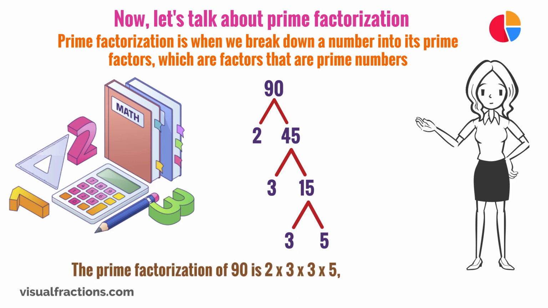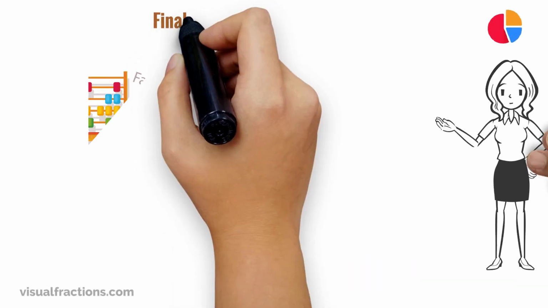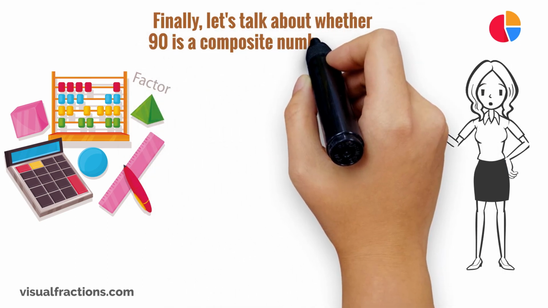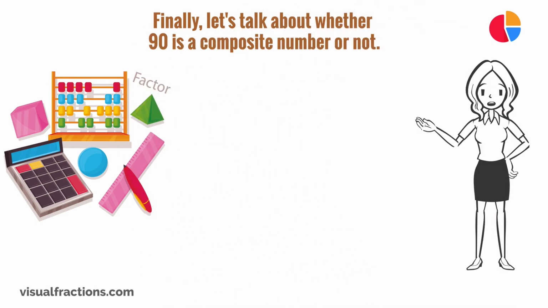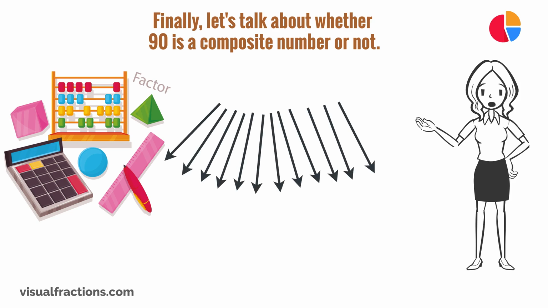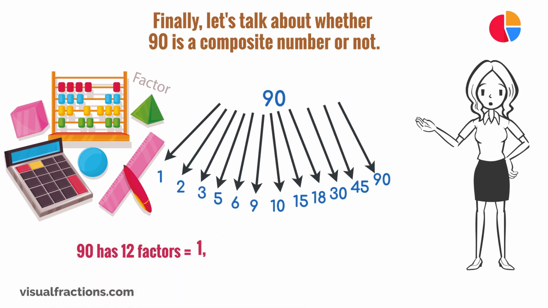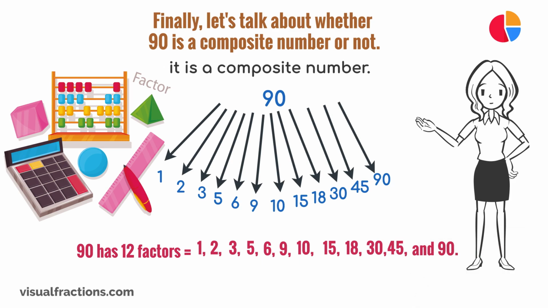The prime factorization of 90 is 2 × 3 × 3 × 5, or 2 × 3^2 × 5. Finally, let's talk about whether 90 is a composite number or not. A composite number is a number that has more than 2 factors, and since 90 has 12 factors: 1, 2, 3, 5, 6, 9, 10, 15, 18, 30, 45, and 90, it is a composite number.